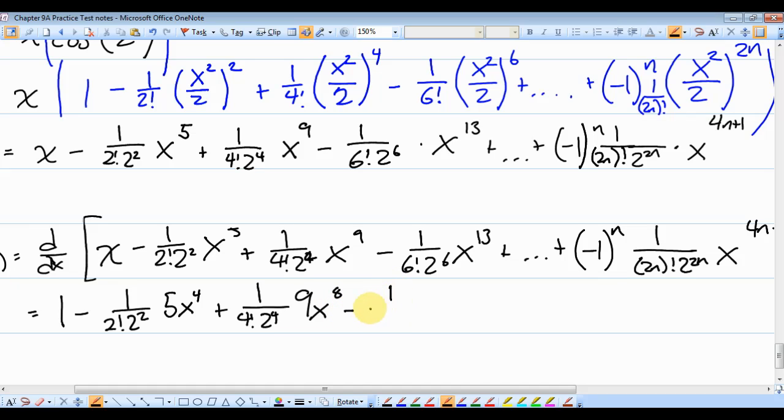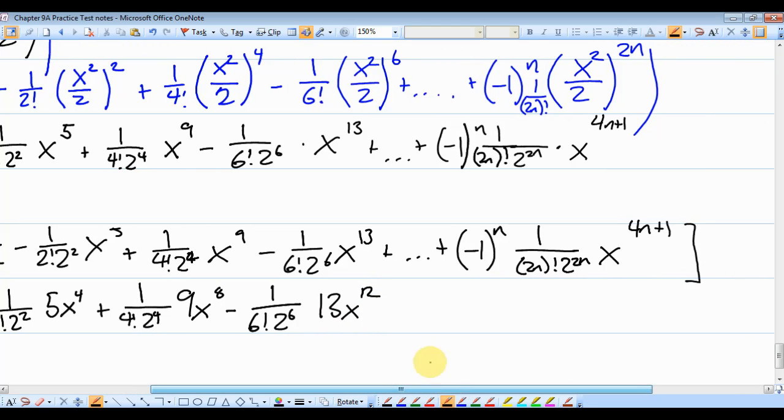Minus. Leave that alone. Just take the derivative of the x. And even when you get to the general term, leave this alone. Leave this alone.